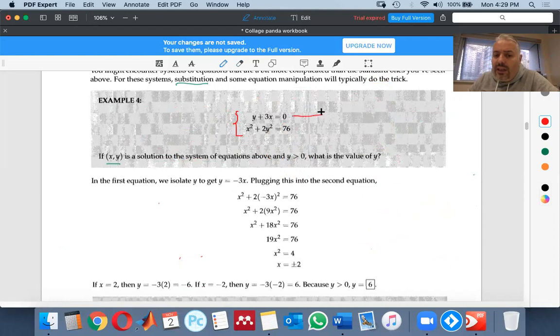Here, what can I say? y is equal to negative 3x. So if I take this y and put it here, it is the solution. So I am writing x squared plus 2 times y to the power of 2, which is negative 3x to the power of 2, equals 76. Now, how can I solve this?